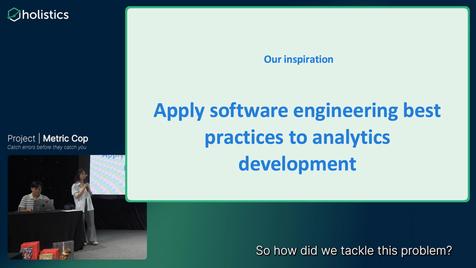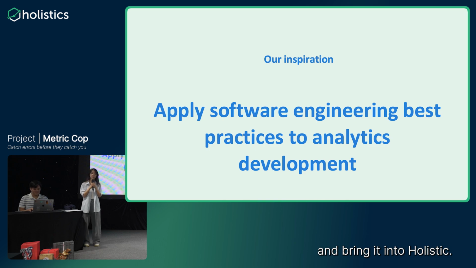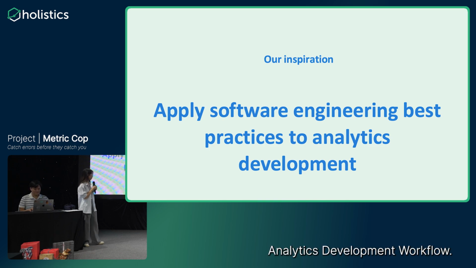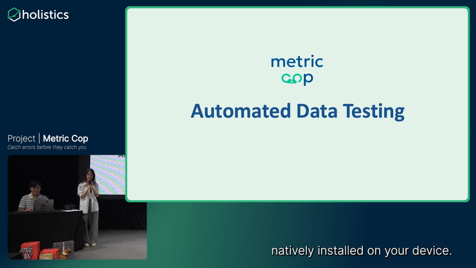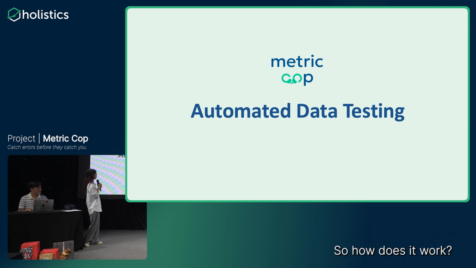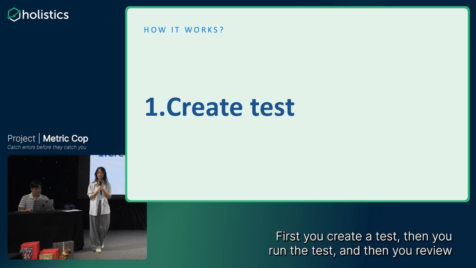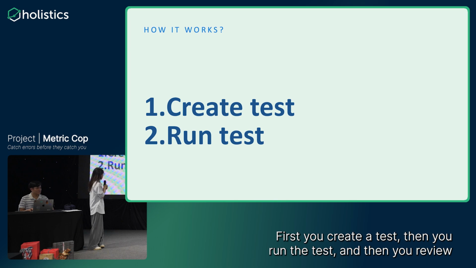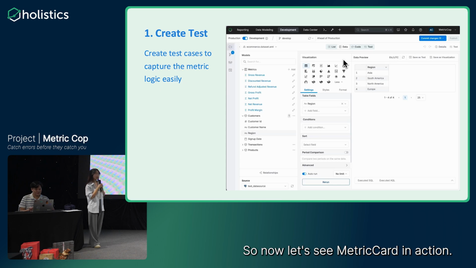So how did we tackle this problem? We took inspiration from software engineering best practices and brought it into the Holistics analytics development workflow. Introducing Metric Tests, an automated data testing feature natively inside Holistics. So how does it work? It's very simple. First, you create a test, then you run the test, and then you review the test coverage and enhance it. So now let's see Metric Tests in action.